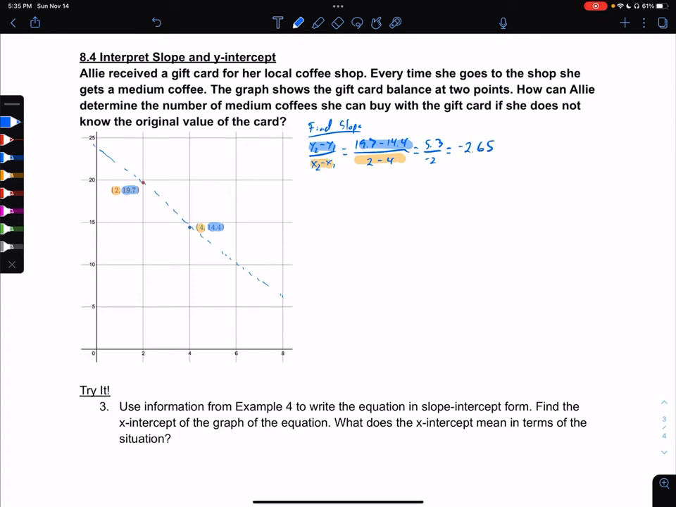So that tells me that in this case, the graph is decreasing as it goes one at a time. It's going down by 2.65. That 2.65 is the price of one medium coffee. Okay, now again, it's not negative 2.65. The price isn't negative, but that's the slope. So the price is $2.65 per coffee.